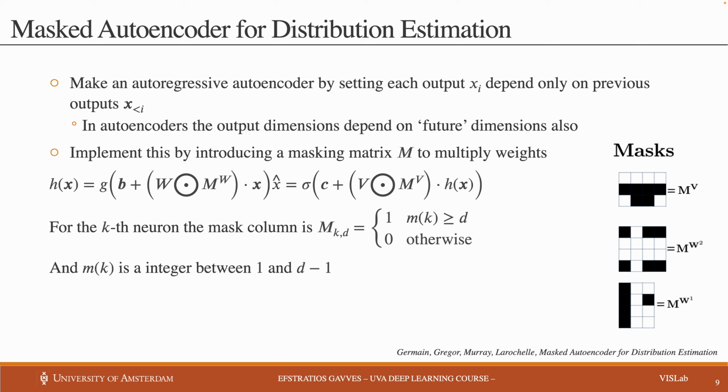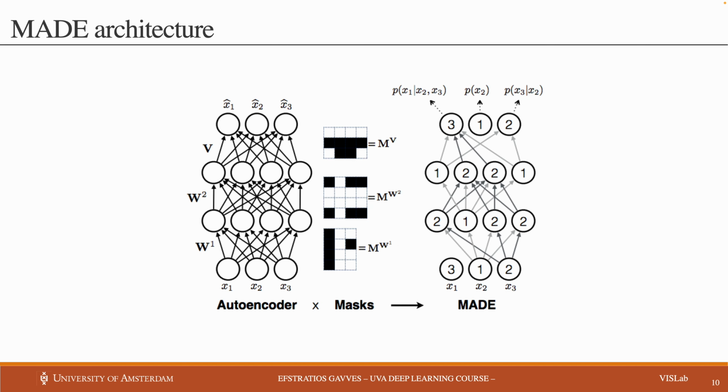And this is what you have to remember from this paper: basically, you can use masking to ensure autoregressivity in complex inputs, like spatial inputs. And this is in a way what they're also doing with PixelCNN and PixelRNN.